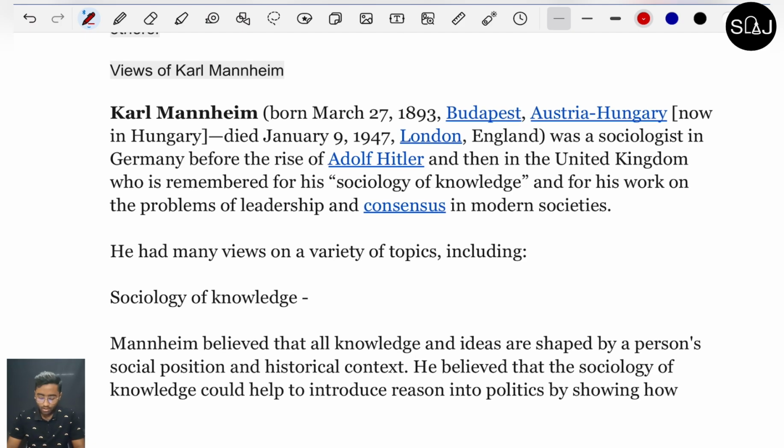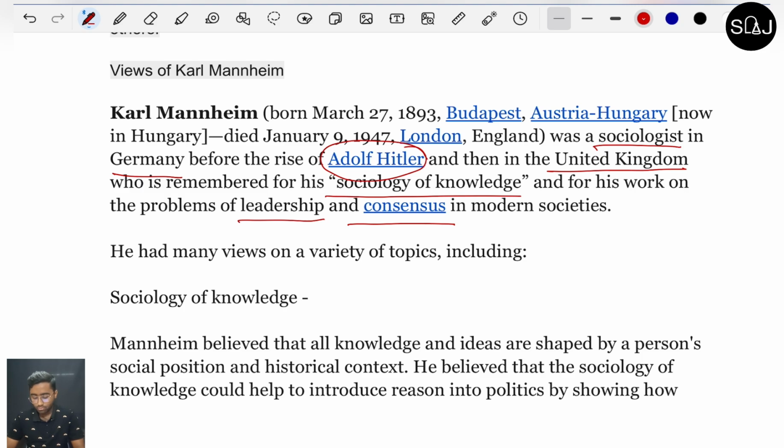Karl Mannheim, born on March 27, 1893, in Budapest, Austria-Hungary, now in Hungary, died on January 9, 1947, in London, England, was a sociologist in Germany before the rise of Adolf Hitler, and then in the United Kingdom, who is remembered for his sociology of knowledge and for his work on the problems of leadership and consensus in modern societies.